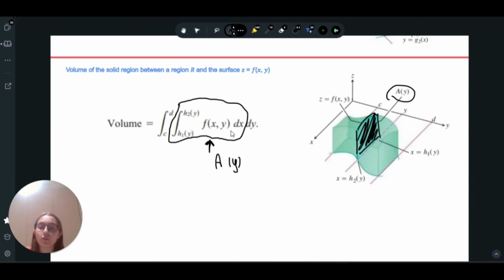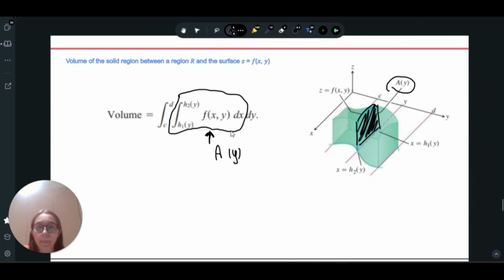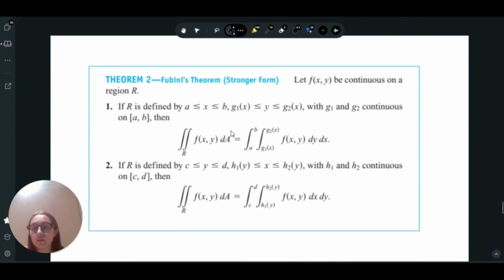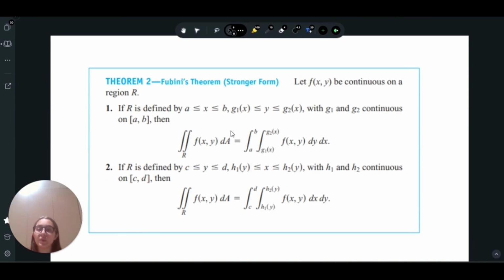So it's the same thing, but firstly we find the x and the y. Another interesting thing is Fubini's theorem. It states that if f(x, y) is continuous over our region, we can evaluate the double integral as an iterated integral in either order. As you can see in the first one, we have dy and then dx.